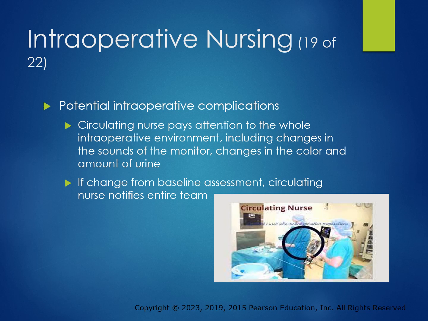Potential intraoperative complications. Circulating nurse pays attention to the whole intraoperative environment. So being the term circulating, what do you think they're doing? They're circulating around the OR. They're not just standing in one place. This includes changes in the sounds of the monitors, like it said before, changes in the color and amount of urine. Has it gone from yellow to bloody? Are they losing blood through the urine? Sometimes as nurses, we fail to assess the patient's urine. And the urine can tell us a lot. And so you really need to look at that urine.